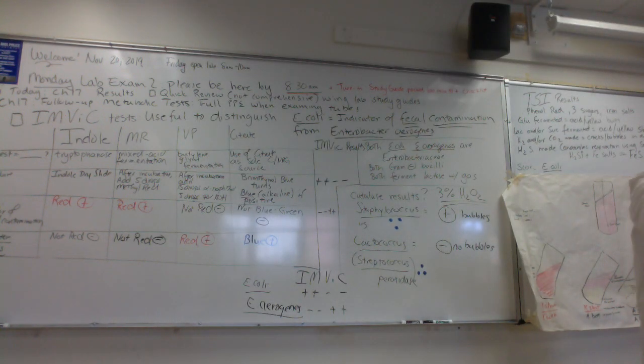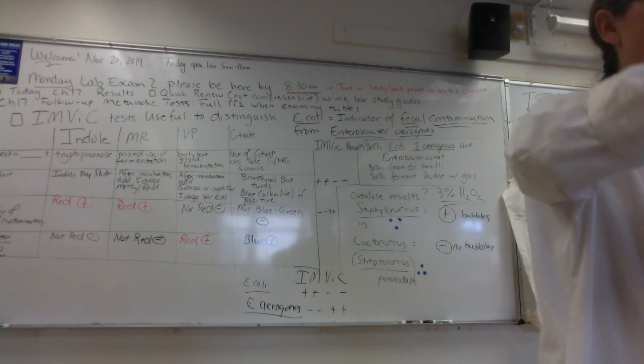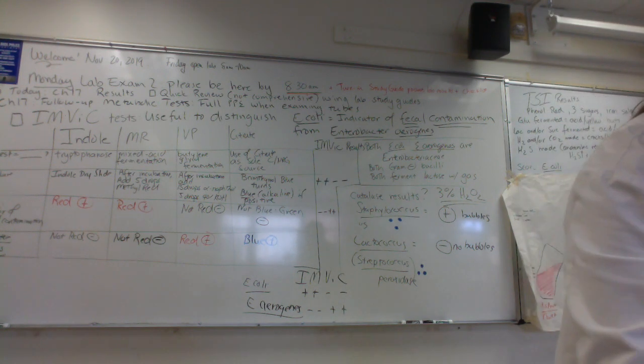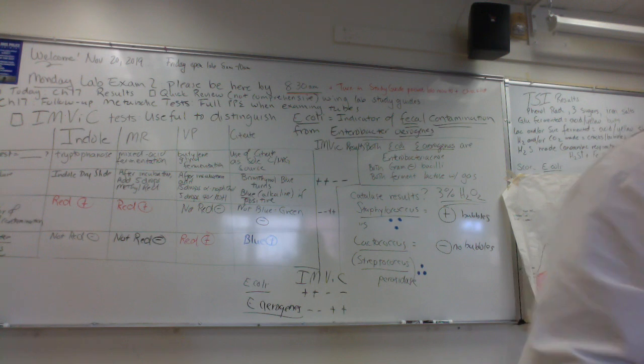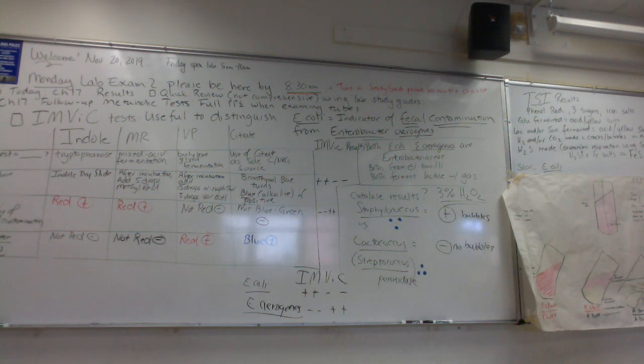Okay. And then I have two thioglycolates. And I'm asking you, if this is microbe X in PR glucose, which of the thioglycolates do you think most likely has microbe X in it?